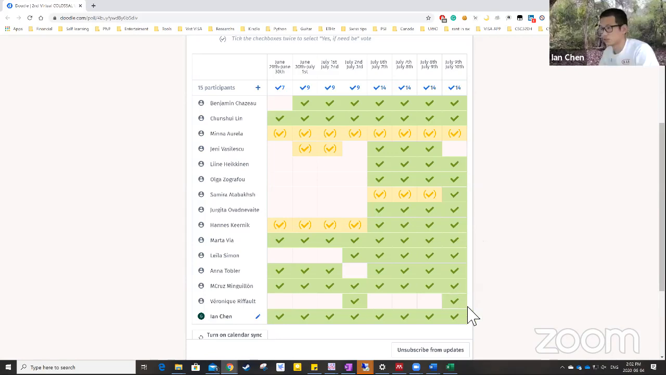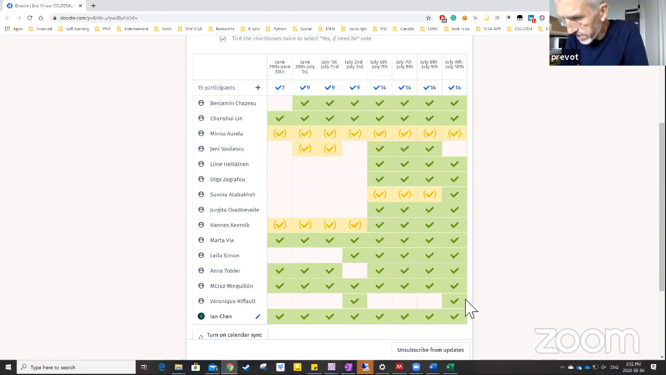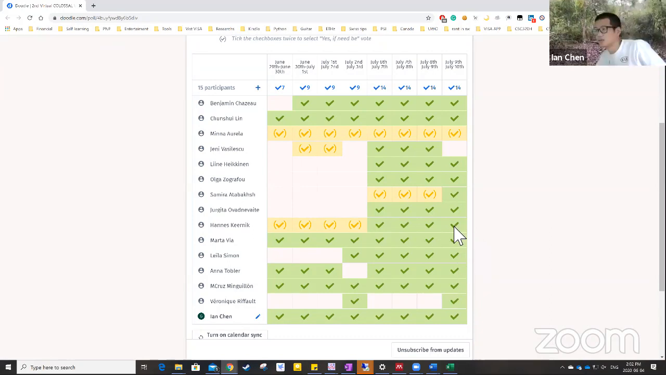I think she will probably be fine. I mean, she has not presented anything from her side yet. It depends a little bit on whether she is ready by that date. Then it would be nice to have Veronique as well. Otherwise, we could choose one of the days before.